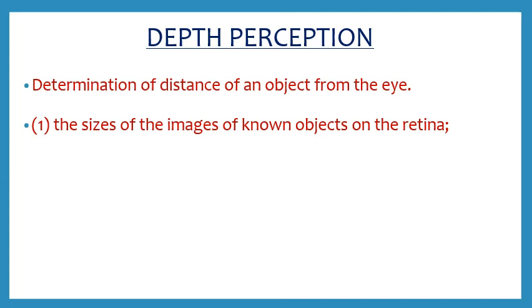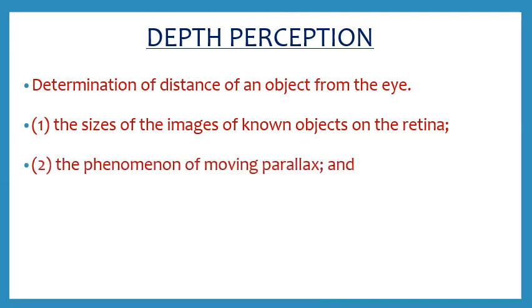So similarly, if you know roughly the size of an object, your brain automatically recognizes how far it is from the body. Next is the phenomenon of moving parallax. When you turn your head, the objects that are nearer to you will also move, right? So if you move, you can feel that your visual field is also moving, but objects that are far away will not move.